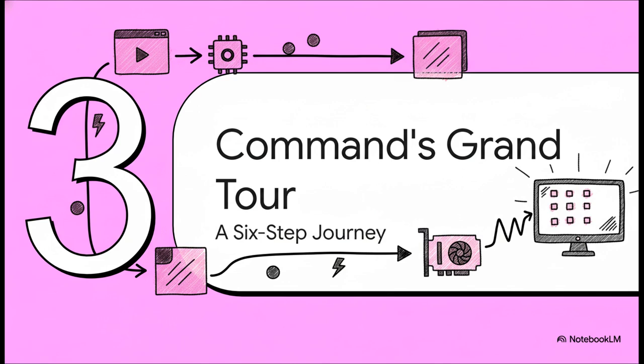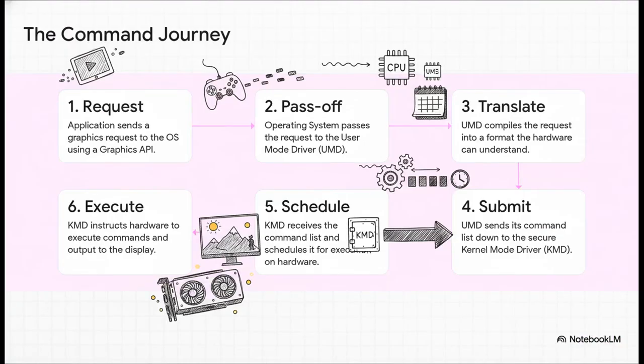So how do these two actually work together? Well, let's follow a single graphics command on its journey. We're going to trace its path from an application all the way down to the pixels lighting up on your screen. Okay, let's break this down. It all kicks off when your game sends a request through something called a graphics API. Think of that as just a set of rules for asking for graphics. The operating system then hands that request off to our friend, the user mode driver.